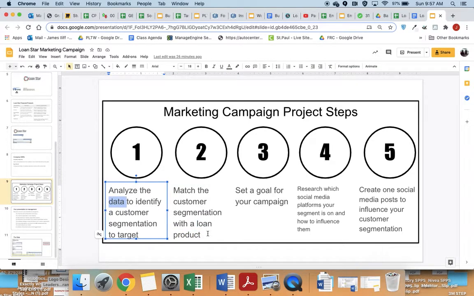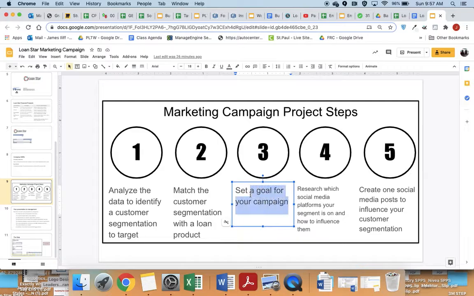So that's where it gets really good. You're not guessing at this. We don't make guesses as marketers. We try to make our decisions based on data. Next, you're going to set a goal for your campaign. Now, you've had a goal set for you that you need to increase the number of customers by 30%, but you need to set a goal to achieve that. And so you're going to do that.